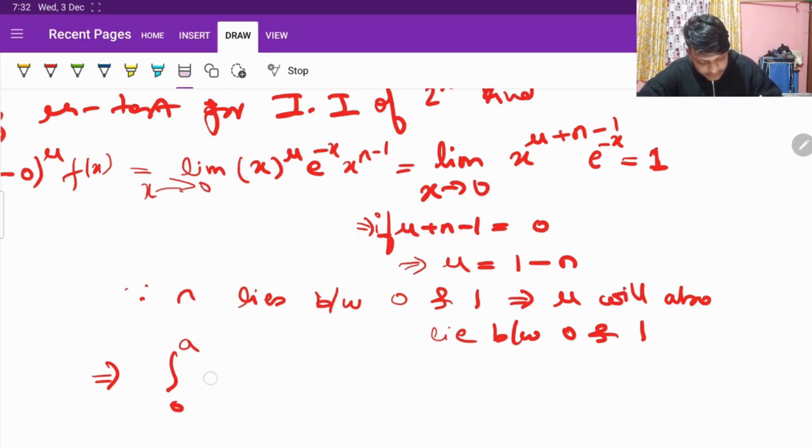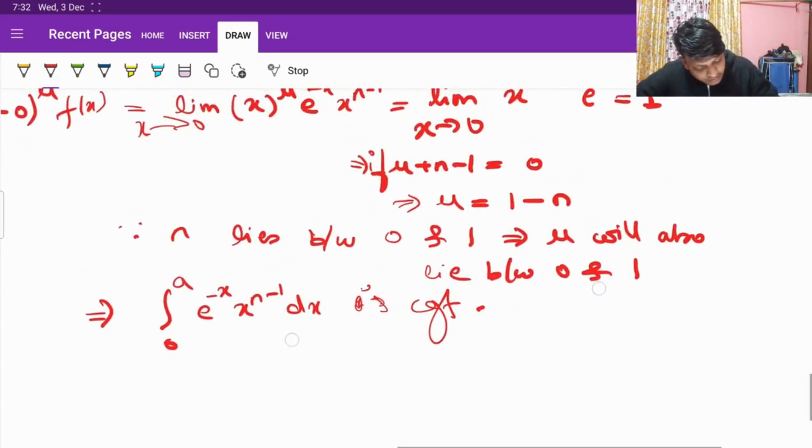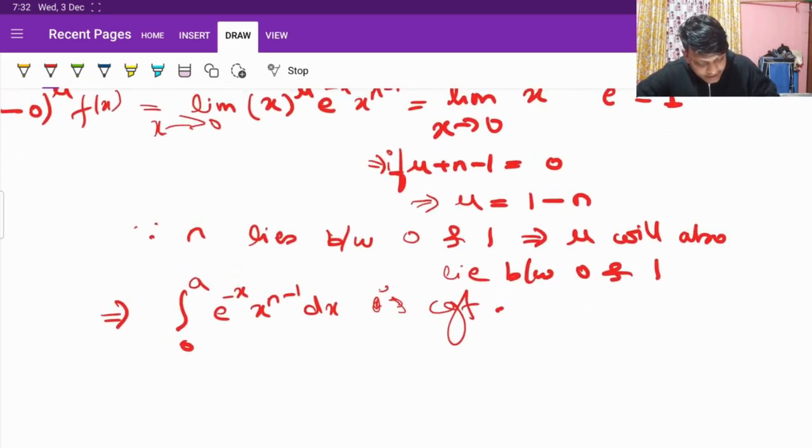So the integral from 0 to a of e to the power minus x, x to the power n minus 1 dx is convergent. Obviously this is true by the mu test for the improper integral of the second kind. Now let us see the second part. In the second part we have the integral from a to infinity of e to the power minus x, x to the power n minus 1 dx.